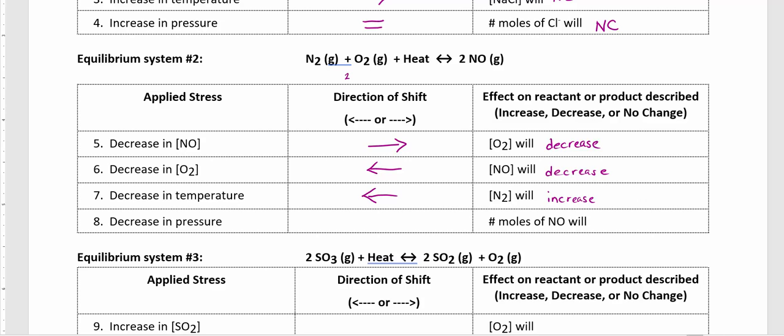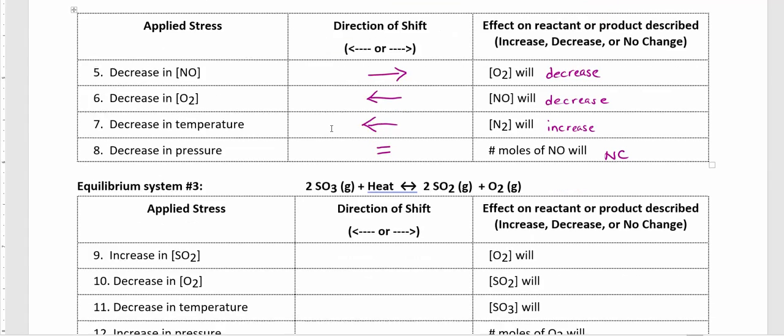If we decrease the pressure, now we have a gaseous system. We have 2 moles of gas on the reactant side and we have 2 moles on the product side. So if we change the pressure, neither side is going to be favored. So we will have no change here.